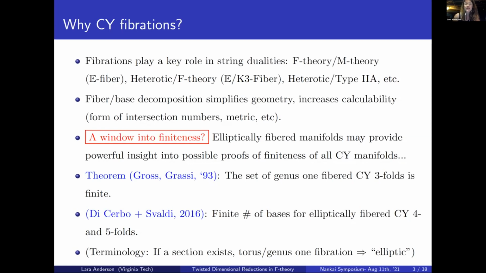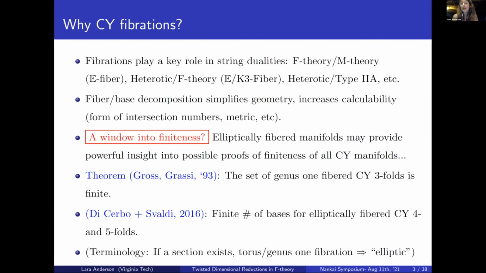And as was mentioned yesterday, another major reason for considering fibrations in the context of Calabi-Yau geometries is that they give you what, in my opinion, is probably the most promising window into proving finiteness of this data set. It has been proven for quite some time now, thanks to Gross and Grassi, that elliptically fibered manifolds are finite for Calabi-Yau 3-folds, the set of genus 1 fibered. I'll make that terminology more precise in just a second. The set of genus 1 fibered Calabi-Yau 3-folds is finite.